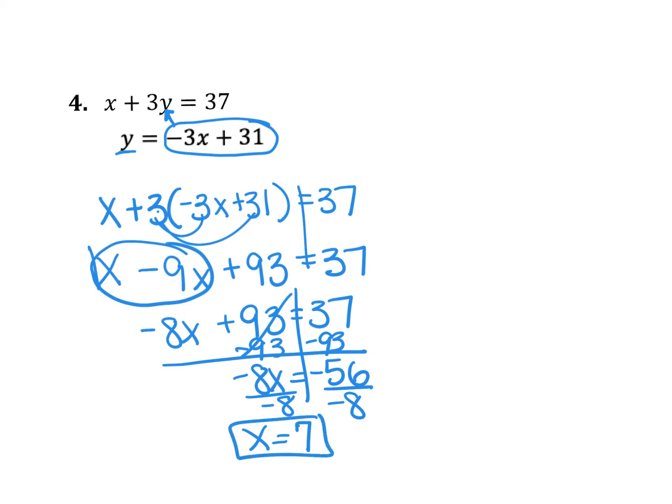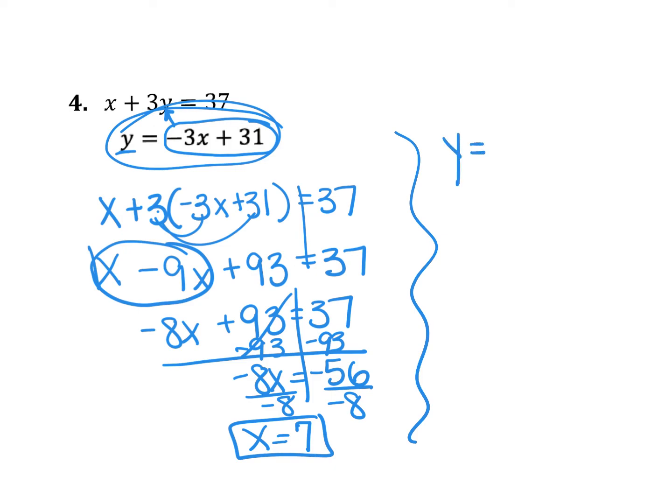All right. So now we have x is equal to 7. All right, so now we found the x, but now we have to find the y. And you can plug it into either one. It's just going to be easier to plug it into this one right here. So that's why I'm going to plug it into that one. But you could plug it into the top one, and you will end up with the same value. Negative 3x plus 31.